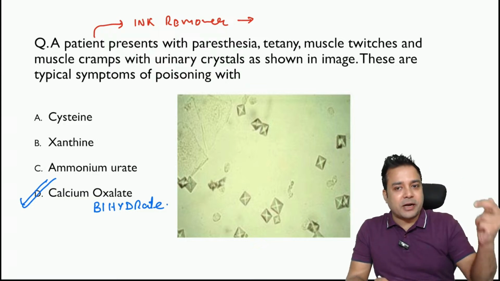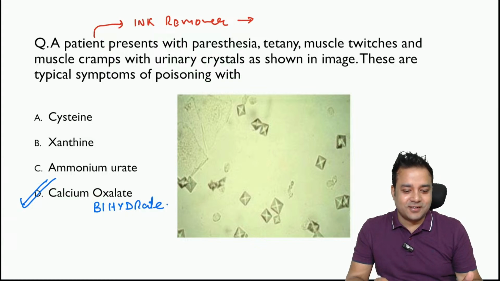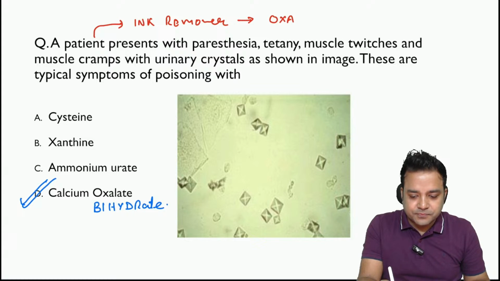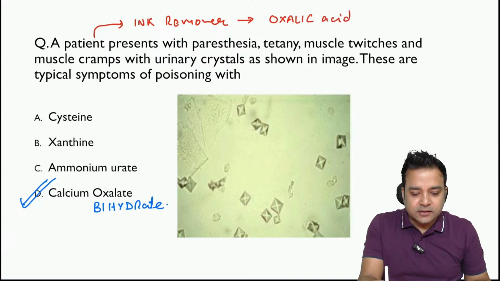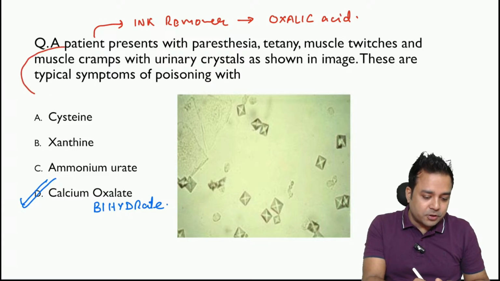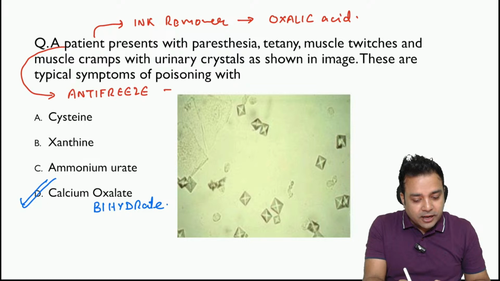Ink remover solution goes with oxalic acid. Oxalic acid. Suppose I make a twist in the question and I write that this patient has consumed something which is used in vehicle coolant pipes as antifreeze, then your diagnosis will go with ethylene glycol.